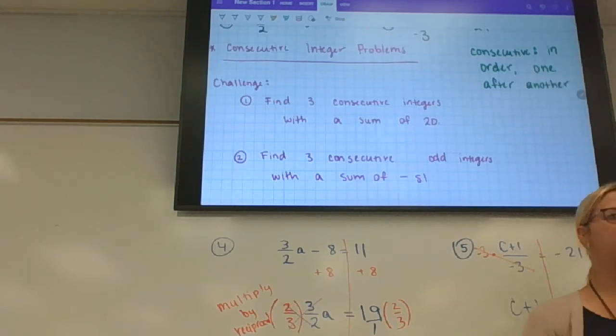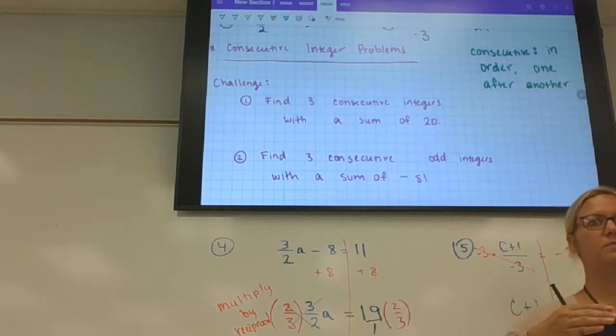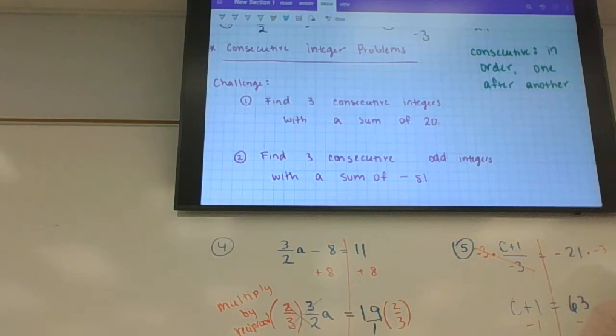So if a problem's asking for consecutive numbers, it's looking for numbers in order. Like, for instance, 20, 21, 22. Those are consecutive. 69, 70, 71. 140, 141, 142. Numbers in order. Those are consecutive numbers.